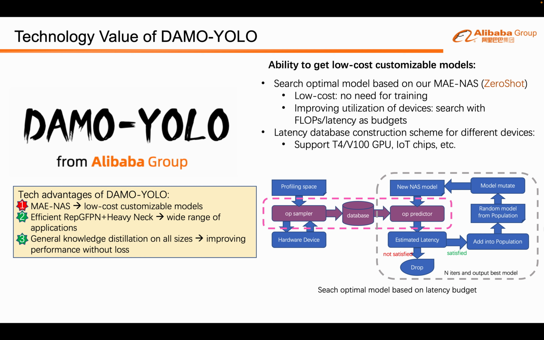First, we construct the latency database by sampling and profiling the latency of different operators based on the target hardware device. Then, during the search process, we estimate the latency of the whole model using the latency database. While new models are searched and updated, only the models that satisfy the latency budget would be added to the candidate set. Otherwise, they will be dropped. Finally, after specific iterations, MAE-NAS will output the best model under the current latency budget constraint.